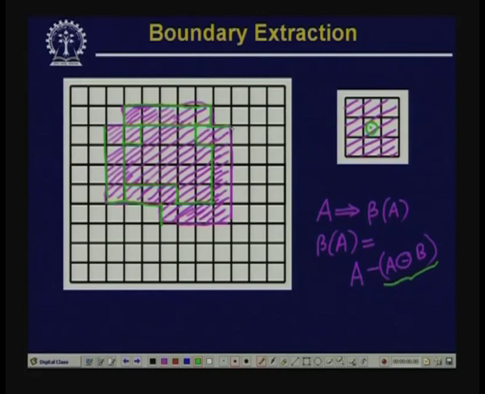All of these pixels are going to be deleted after we erode this point set A with this particular structuring element. So now, if I take the difference, if I subtract the output of this erosion operation from the original point set A, then because all these boundary pixels have been removed by the erosion, after this set difference operation, all these internal pixels are going to be removed.